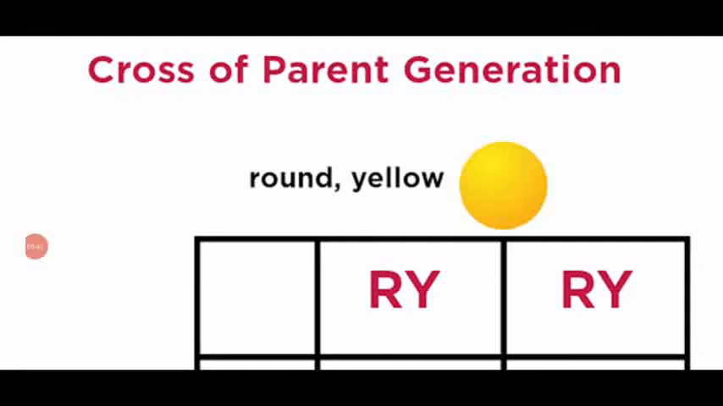Dear students, see the checkerboard diagram showing the dihybrid cross parental generation. He has taken the round shape of the seed and also the yellow color of the seed. So this is one of the parents, round yellow, denoted as capital R, capital Y. That is round for R, yellow for Y. Capital R and Y.